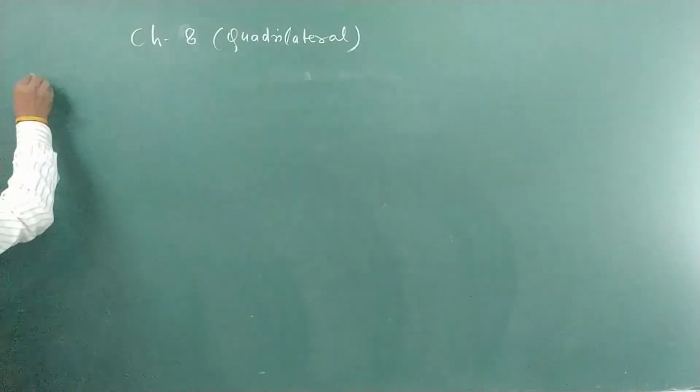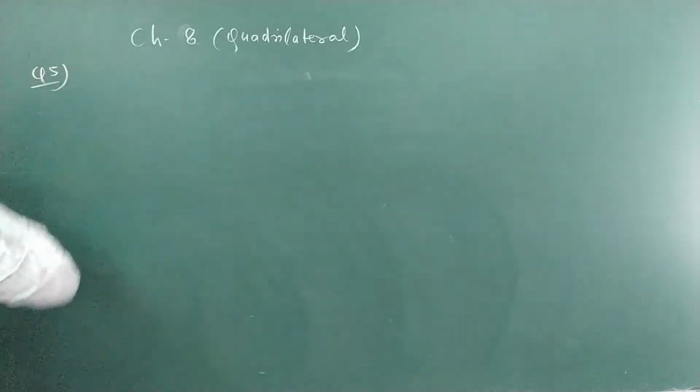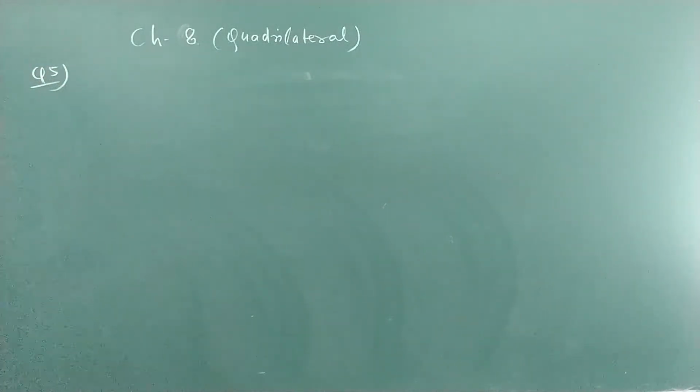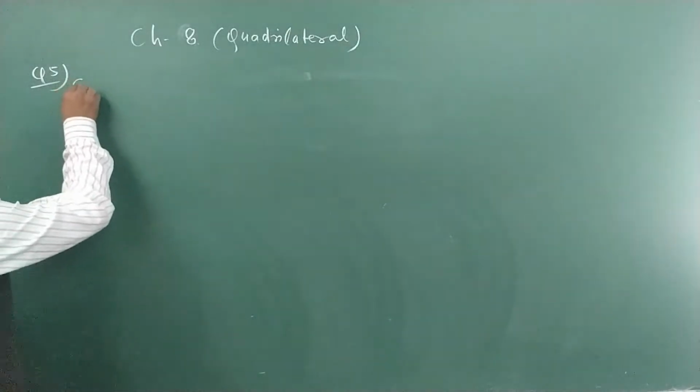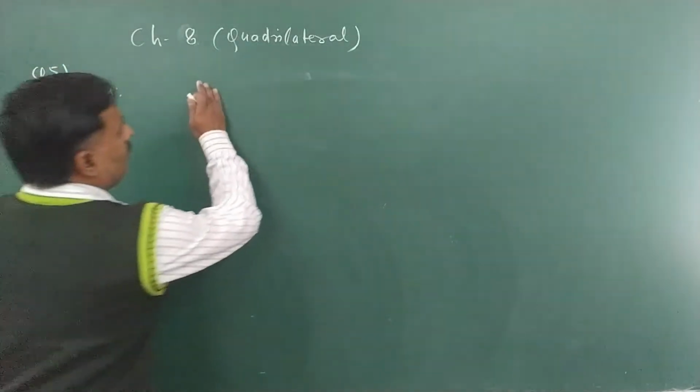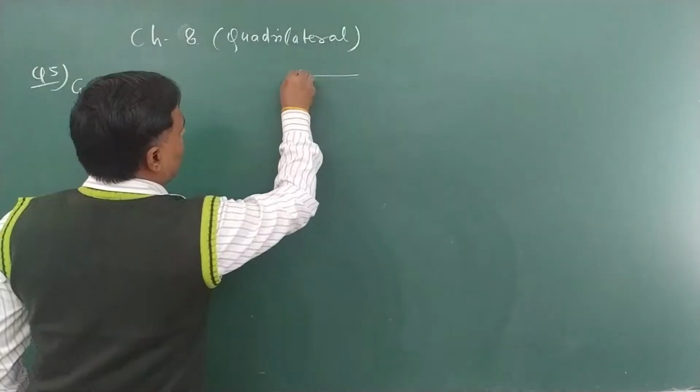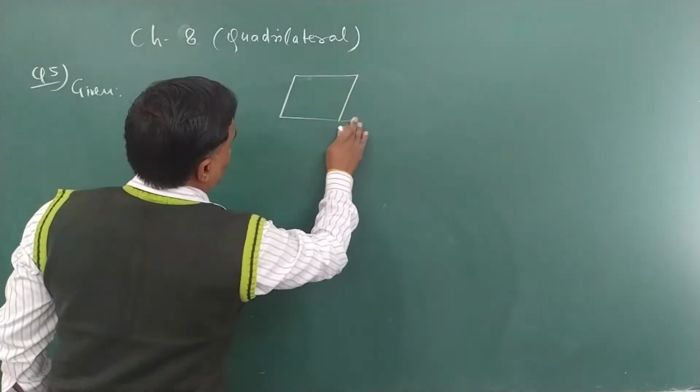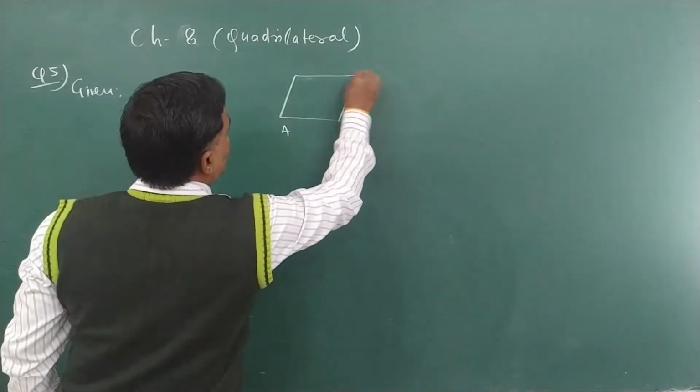Next, question number 5. Question number 5 is, show that if the diagonals of a quadrilateral are equal and bisect each other at right angle, it's a square. Means the diagonals are equal and they are bisecting each other at 90 degree. So what is given? It's given the diagonals of a quadrilateral are equal. So I'm just taking ABCD is a quadrilateral.